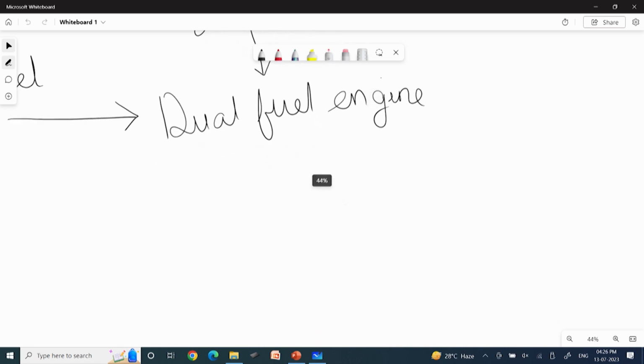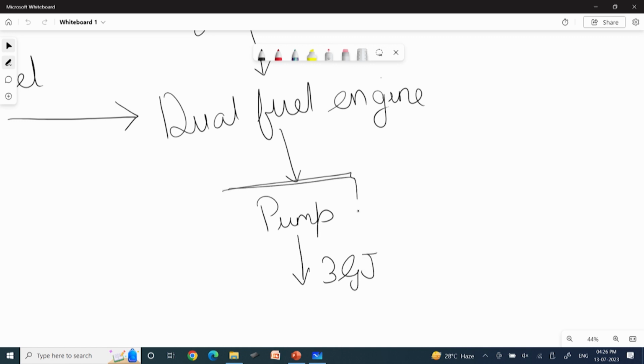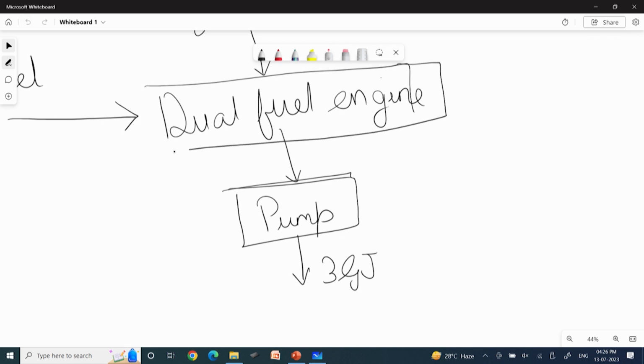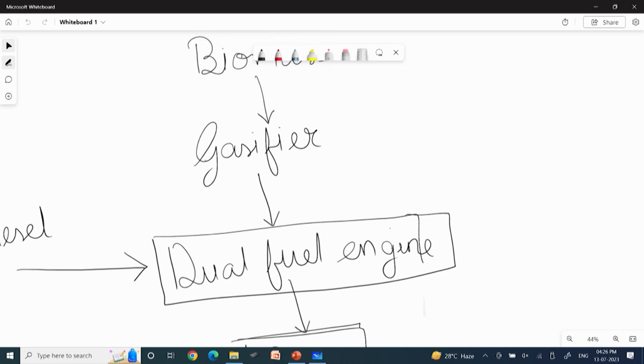Now, beyond this dual fuel engine, we would have a pump, and this pump we understand is expected to provide us 3 gigajoules of energy as in the previous cases. So, of course, all these processes would have different types of efficiencies, which we will try to note down.